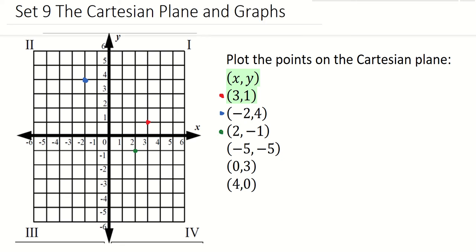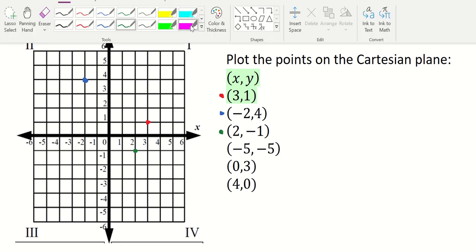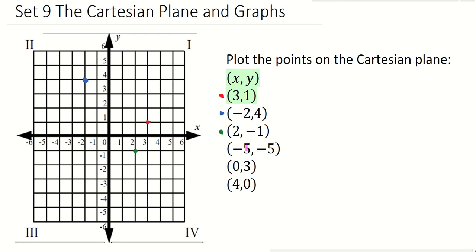All right, let's find another colour. How about, let's do this one. Okay, -5, -5. So from the centre, we're going to go across to -5, and then we're going to go down to -5, and our dot's going to go there. All right, that's that one there.